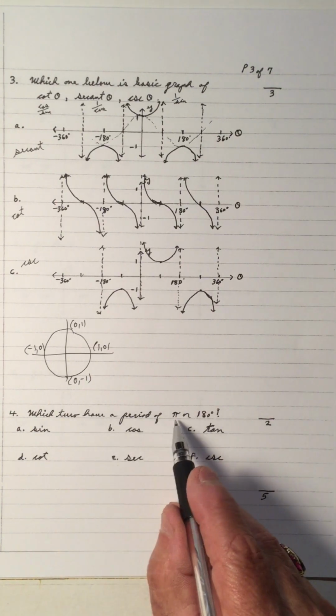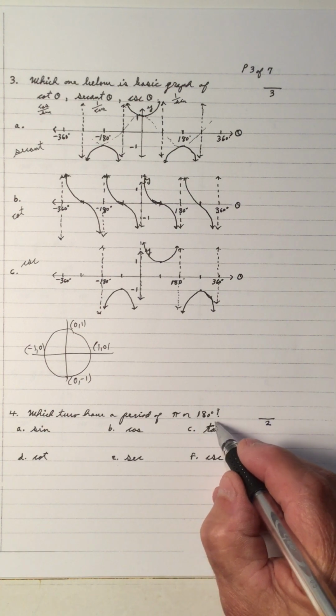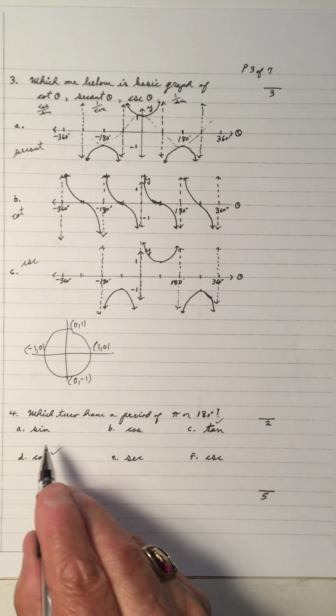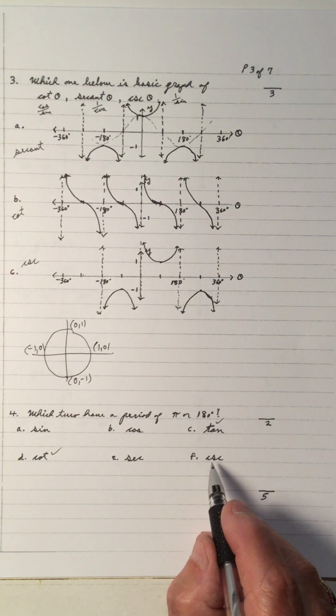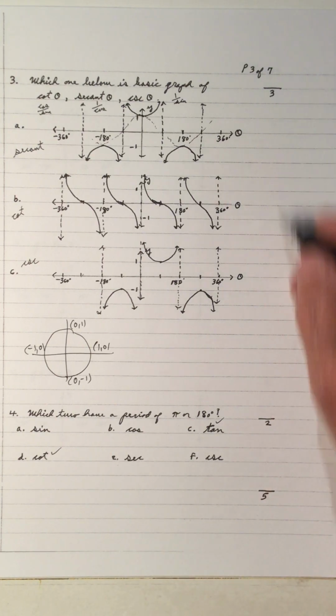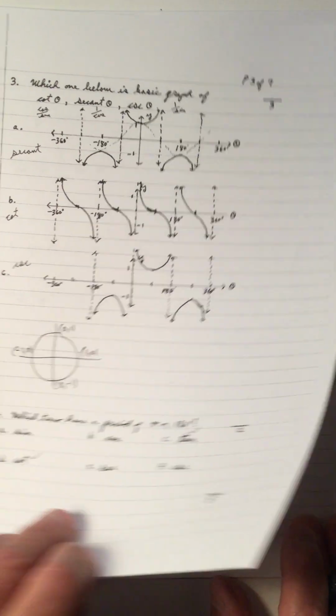Which two below have a period of pi or 180? Tan has a period of 180, and cot has a period of 180. Sine, cos, secant, and cosecant all have periods of 360. If you have each of these, give yourself 2 marks. So that's 5 for that page. Let's continue.